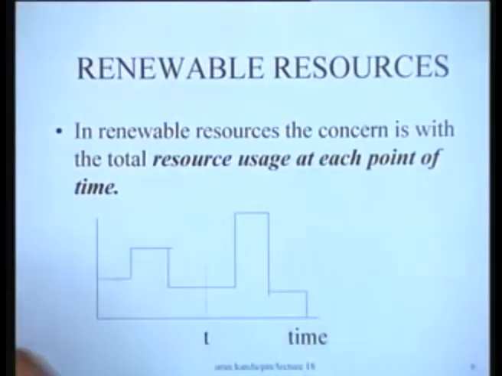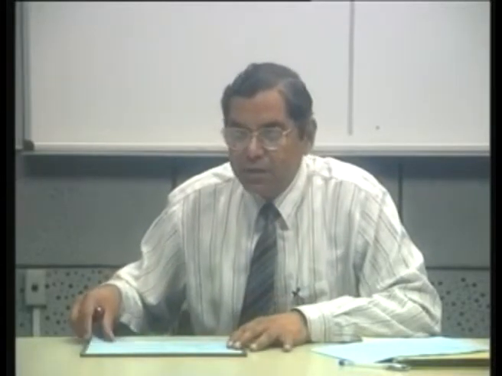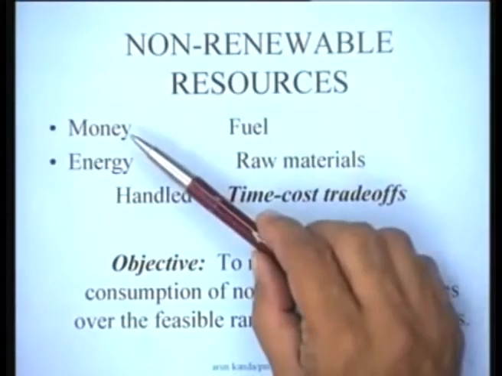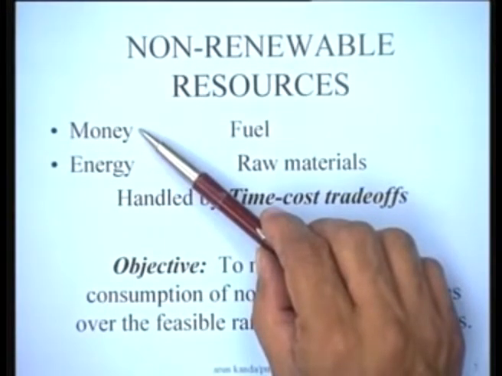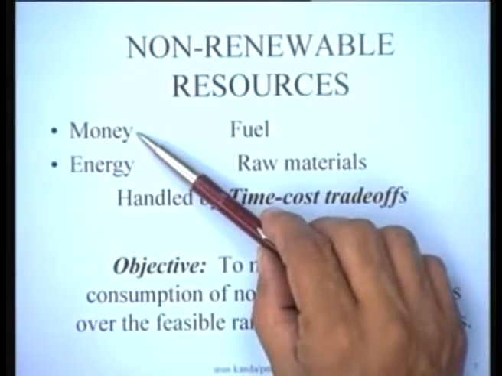So if you look at the methods available for handling these different kinds of resources, for the non-renewable resource category, a typical example of which is money. Money is a non-renewable resource. It's non-renewable in the sense that if I have a 100 rupee note today and if I spend it, that 100 rupee note is not available to me tomorrow. I have to have a new 100 rupee note, so in that sense it is consumable.